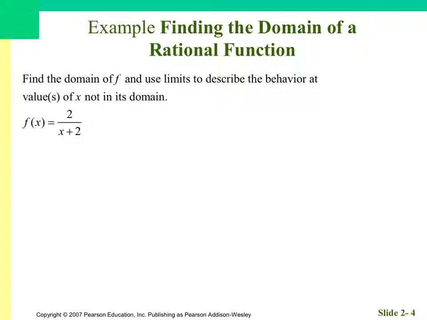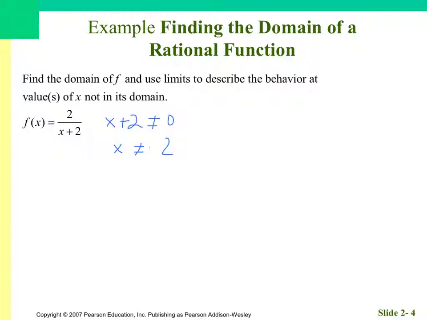It says, example of finding the domain of a rational function. Find the domain of f and use limits to describe the behavior values of x not in its domain. Okay. So we learned end behavior talking about the limit, but you'll see what's going on here in a minute. So the domain, well, what can't happen? X plus 2 cannot equal 0, so x cannot equal negative 2.